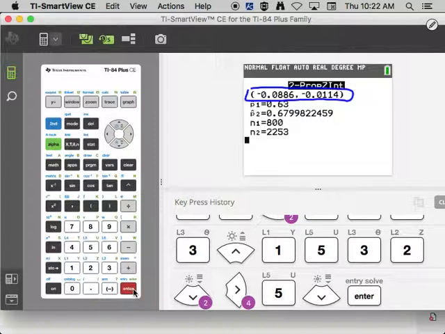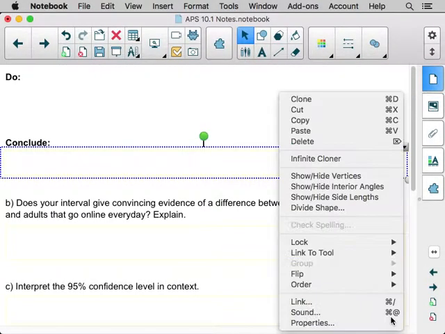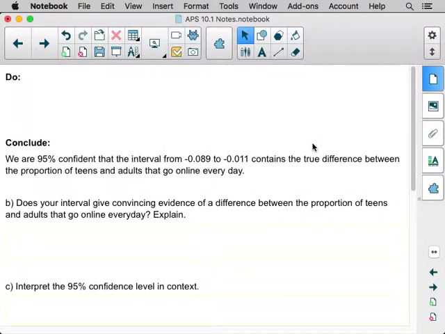Yeah, it would not take kindly to that. And of course, how do we interpret this? Yeah, we're 95% confident that that interval contains the true difference, and then didn't I just copy paste whatever the prompt said?